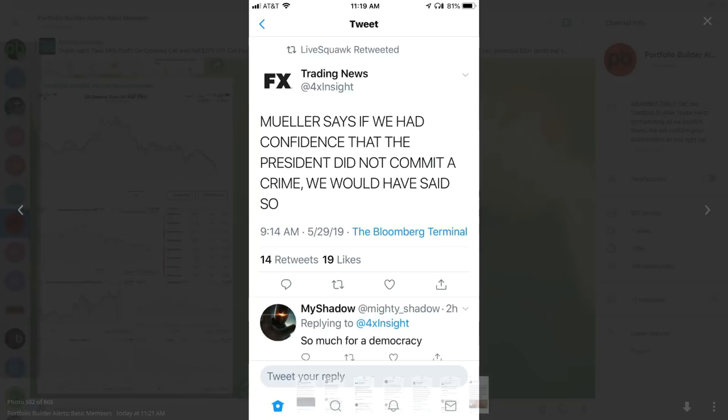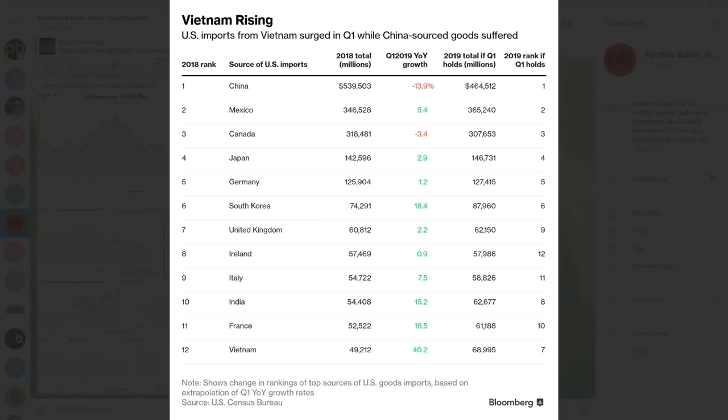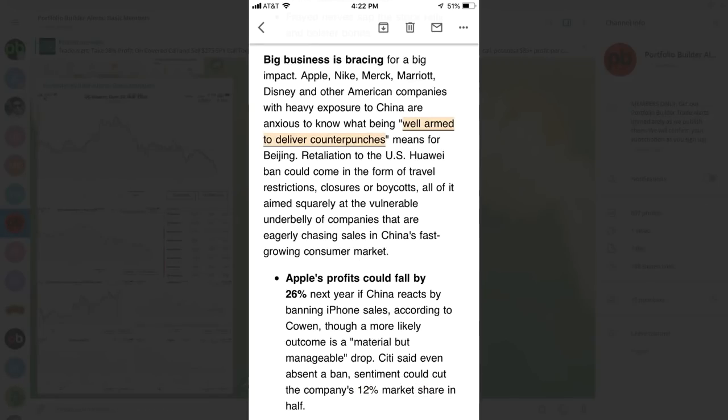In the news today, Mueller says, well, depending on which coin, not enough info to say he didn't do a crime, but not enough info to say he did, is basically the summary of that. $10 trillion in negative bonds out in the market now. This has never happened before. Meanwhile, Vietnam is doing really well from the tariffs. Now, to get around the tariffs, products are shipping through Vietnam and then back out. One of the biggest companies that could be affected from this is Apple. Not only do they have around 25% of their sales in China, they have their whole supply chain there. Other companies that may be impacted are Nike, Marriott, Disney, and other companies with heavy exposure to China.